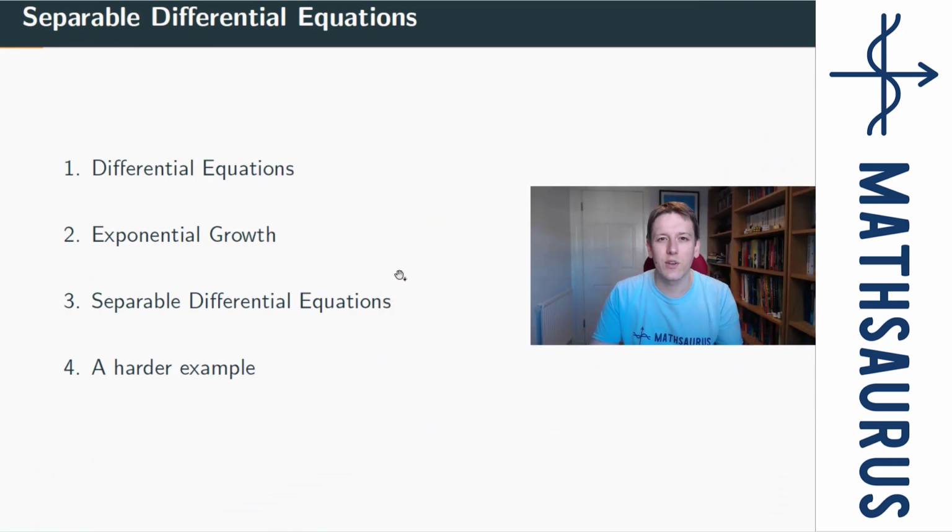We'll talk about differential equations a little bit in general. We will talk about a problem of exponential growth, a differential equation that models how population sizes grow, how diseases grow, also used in physics for things like half-lives, all sorts of applications here. That's an example of a more general type of differential equation called a separable differential equation. So we'll look at the theory of that in general, and then we'll do a harder example of exactly the sort that we might get at an A-level maths exam.